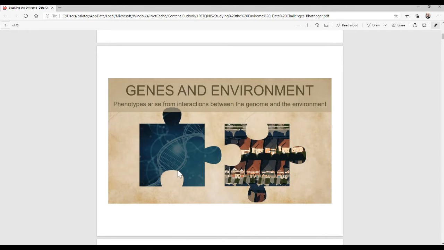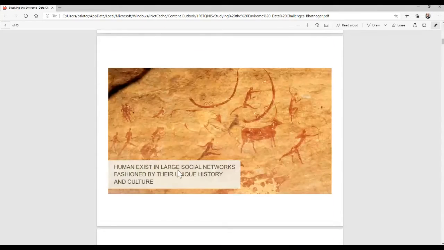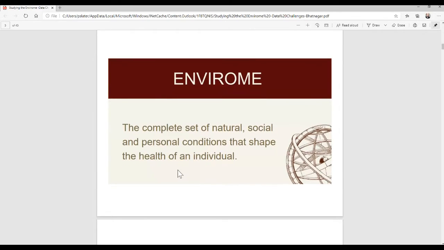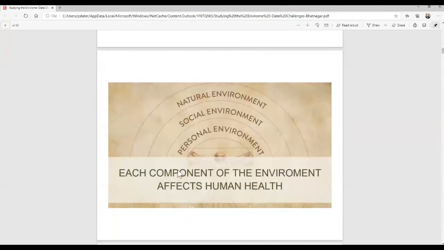We do know that the human environment is complex. It has multiple components. So if you can go to the next one, it shows that this is about the human genome. The next, please. These are the genes and the environment. They interact, so that we need to know both the genome and the environment. The next slide, please. This is a slide showing that the human environment is complex and that it has multiple components.